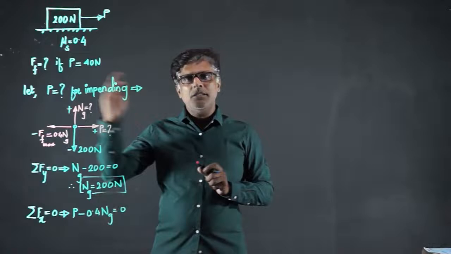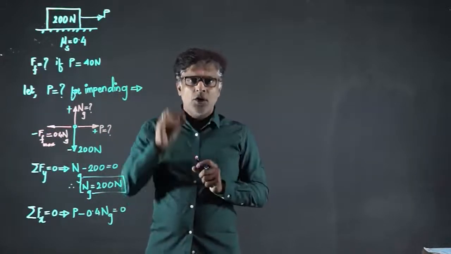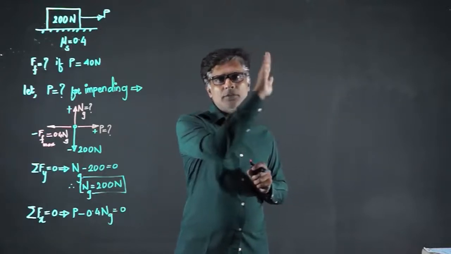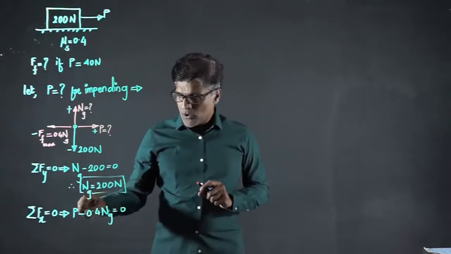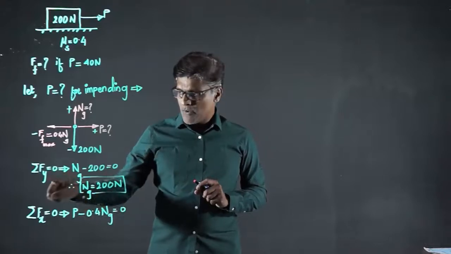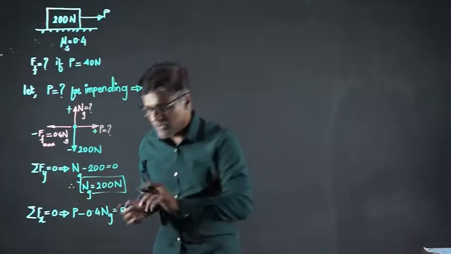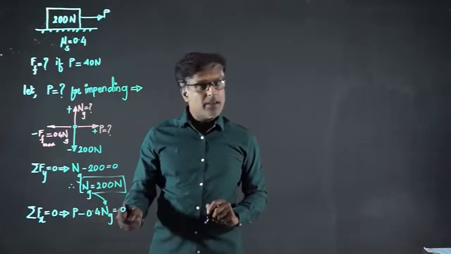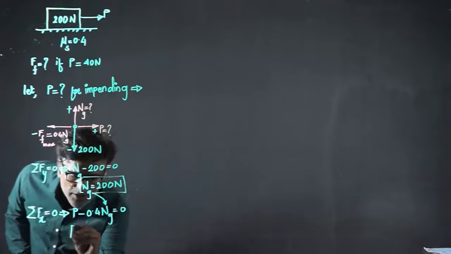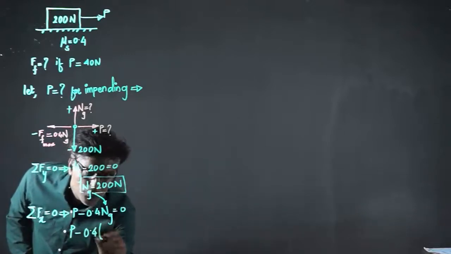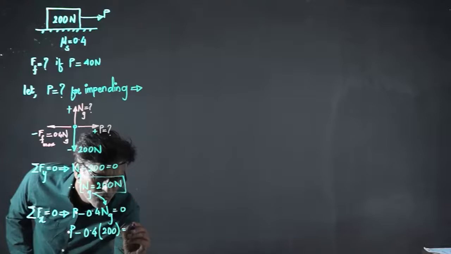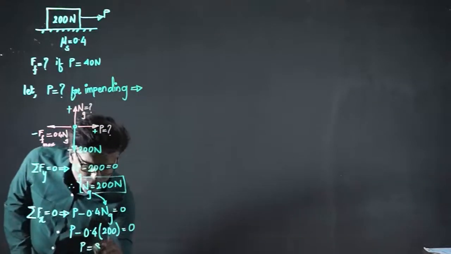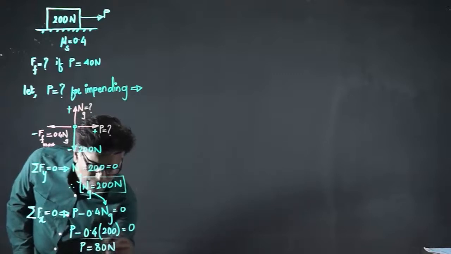Now, as we have seen in the previous lectures on friction, normal reaction must always be eliminated in all the problems of friction. So, the normal reaction N found in the sigma Fy equation, we will substitute here in the sigma Fx equation. P minus 0.4 times 200 would give you 0. Now, P in this case would turn out to be 80 Newton.